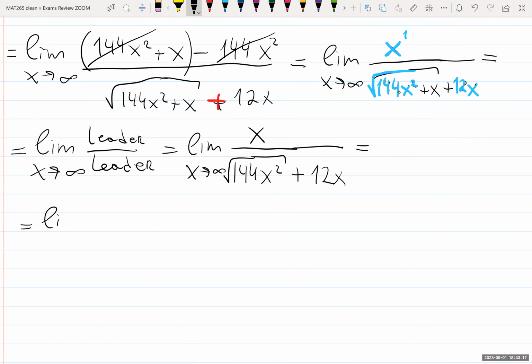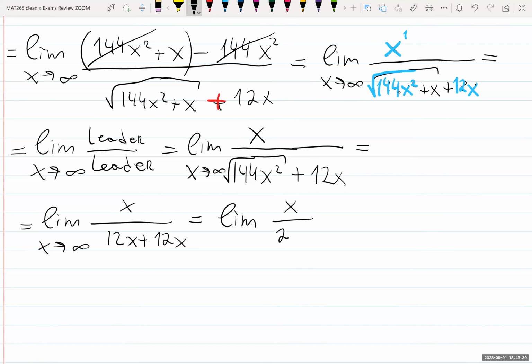When we simplify, the square root was the hardest part. So now I will have x over 12x plus 12x. That becomes the limit of x over 24x as x approaches infinity. Those cancel out and the answer is 1/24. So let me make some comments before you ask a question.